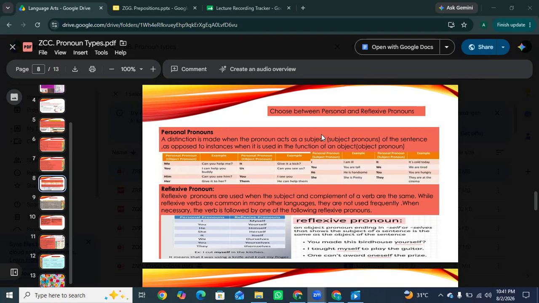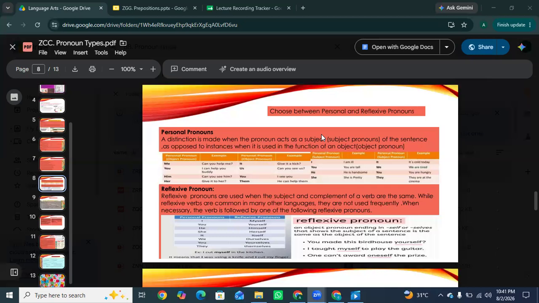And reflexive pronouns. Reflexive pronouns are used when the subject and complement of a verb are the same. While reflexive verbs are common in many other languages, they are not used frequently in English. When necessary, the verb is followed by one of the following reflexive pronouns. Basically, reflexive pronouns end in -self if singular, or -selves if plural.